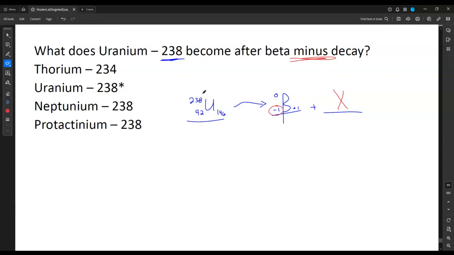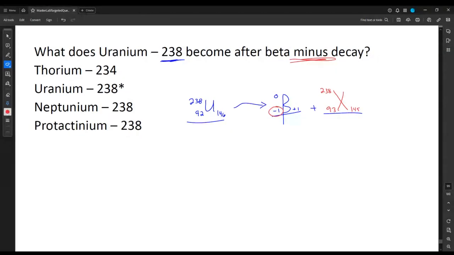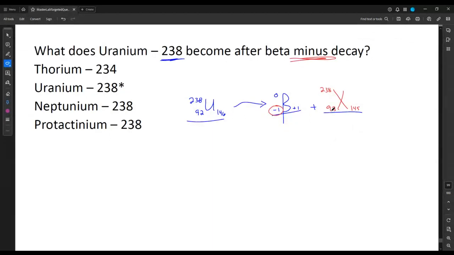Then let's work it out, right? So 238 minus 0 is 238. 92 minus -1 is 93. And then 146 minus 1 is 145. So if we look this up, based off of the number of protons, 93 protons is going to make this neptunium, Np. Then 238 preserved from the beta decay, 93 from the protons, and 145 from the notation.